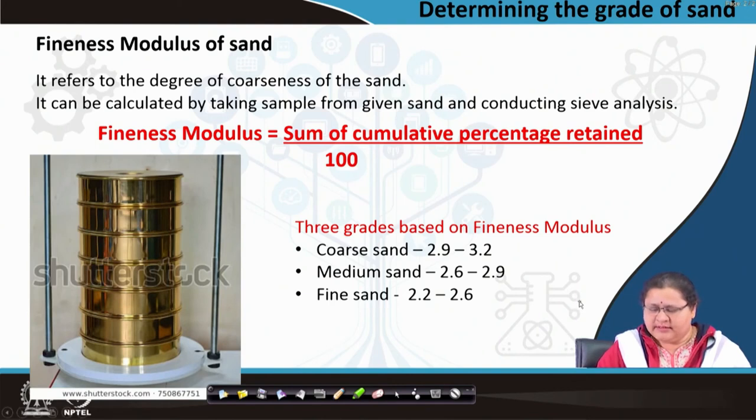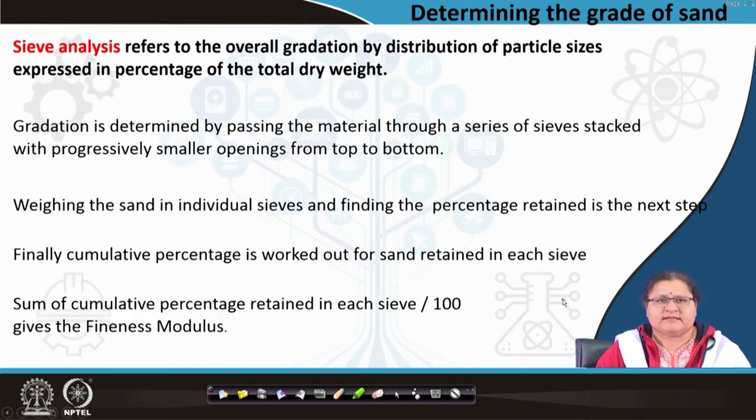So, let us move to this sieve analysis in detail, which I tried to explain. The overall gradation, or distribution of particle size expressed in percentage of the total dry weight, is the objective. Gradation is determined by passing the material through a series of sieves stacked with progressively smaller openings from top to bottom. Hope you understood. In the previous picture, I actually discussed these points.